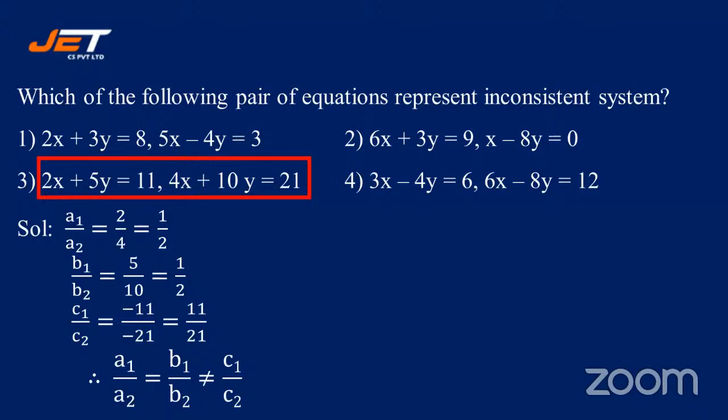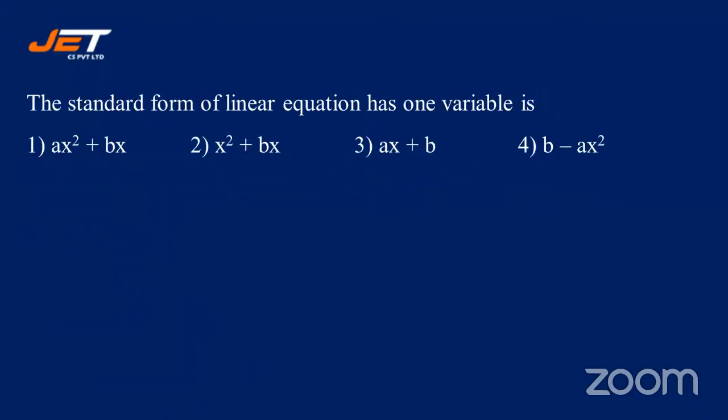All right, so excellent to those who gave me the right answers, since you all understood the concept well. Perfect. Let's move on to the next question. The standard form of linear equation in one variable is dash. A very simple question, isn't it? If this question comes, I'm sure you all will just crack it like that.